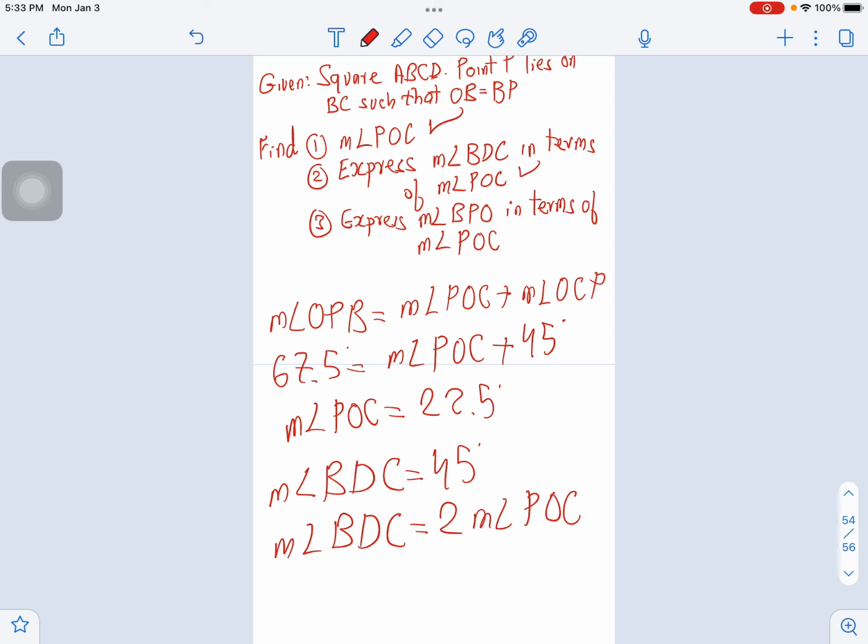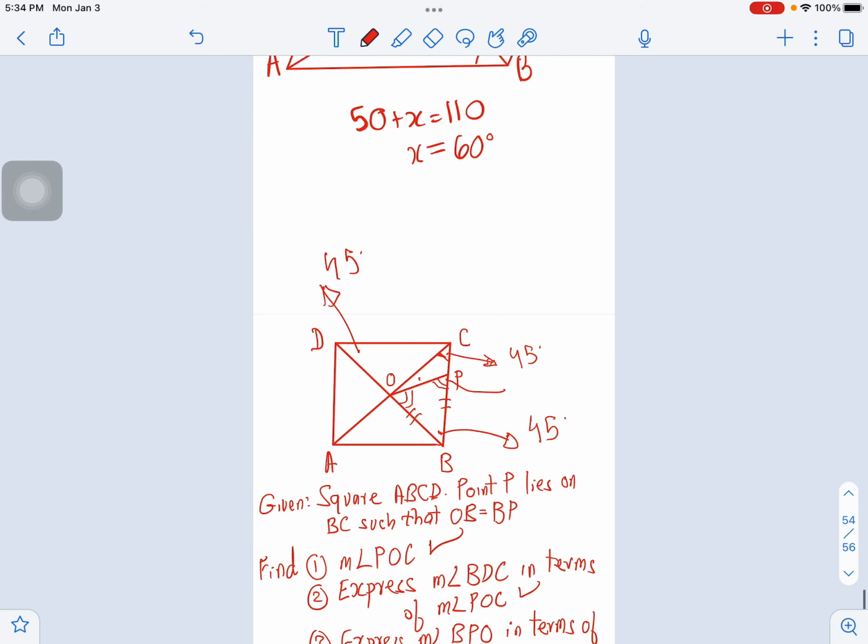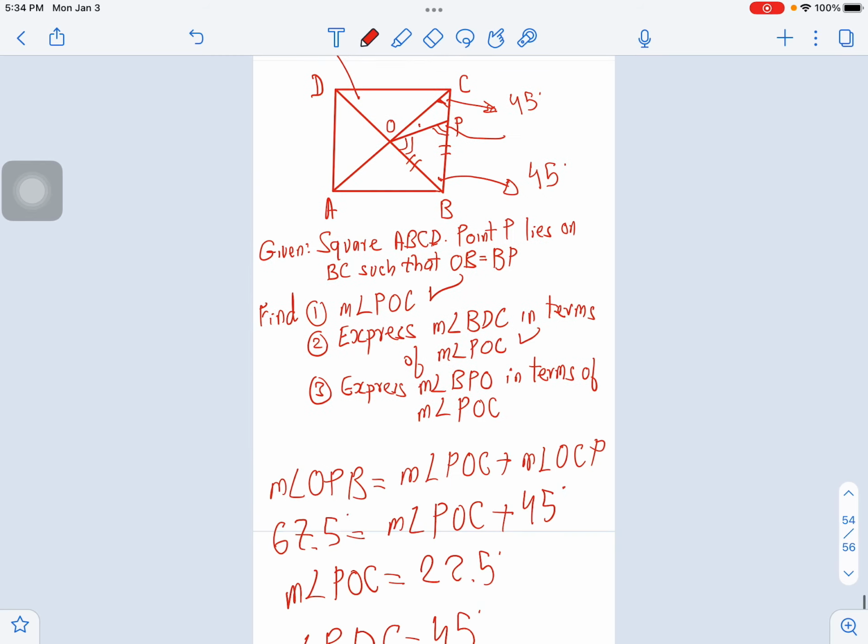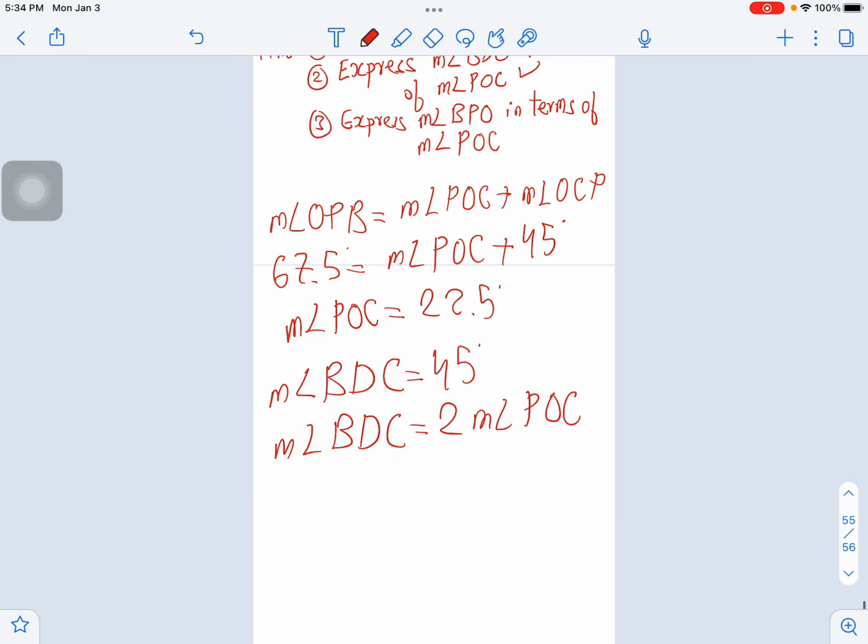We found this. Finally, express measure of angle BPO in terms of measure of angle POC. We found measure of angle BPO, which we wrote as measure of angle OPB, isn't it? They are the same, right? And we found this to be how much? 67.5.